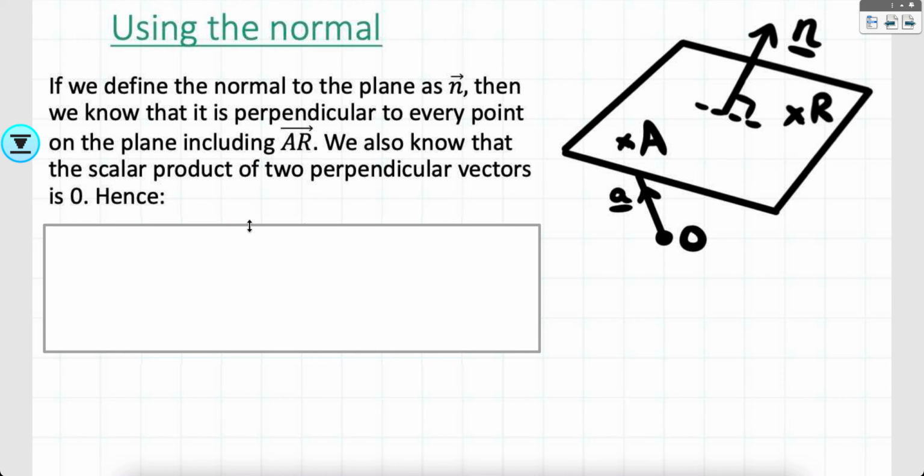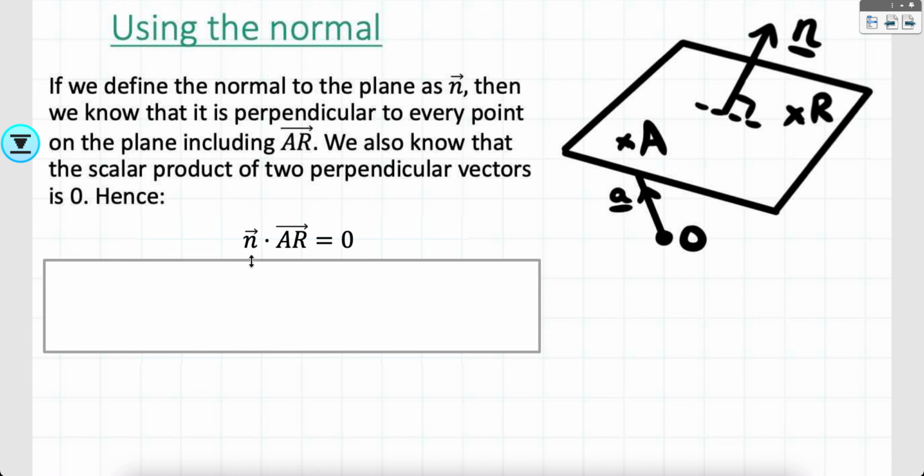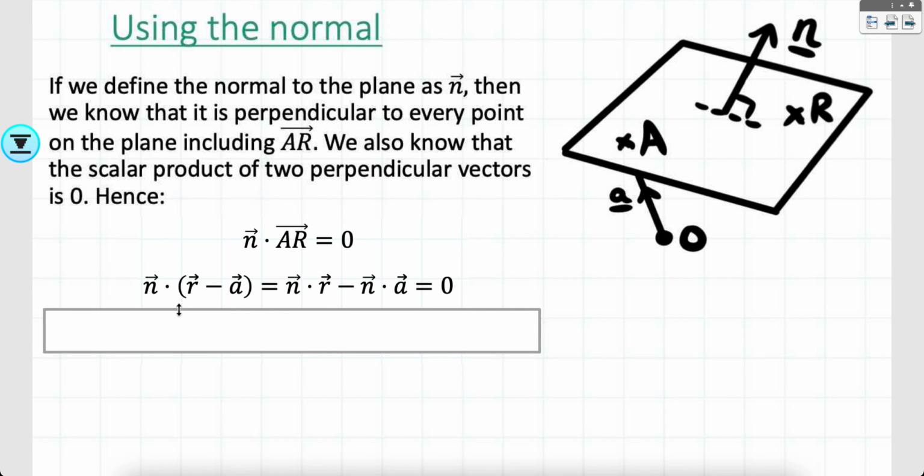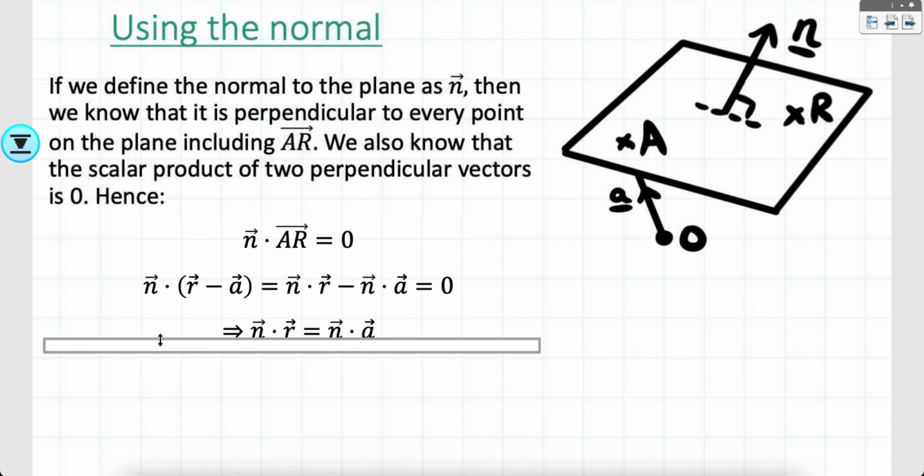We did something similar with the equation of a line as well. So if I take the normal and the point AR, I know it's going to be 0. Well, what is AR in this situation? It's R minus A. And then I can expand out based on the properties of scalar product. So by multiplying out, I get the following, and then I can move n scalar product A to the other side. And this is my equation of the plane using the normal.